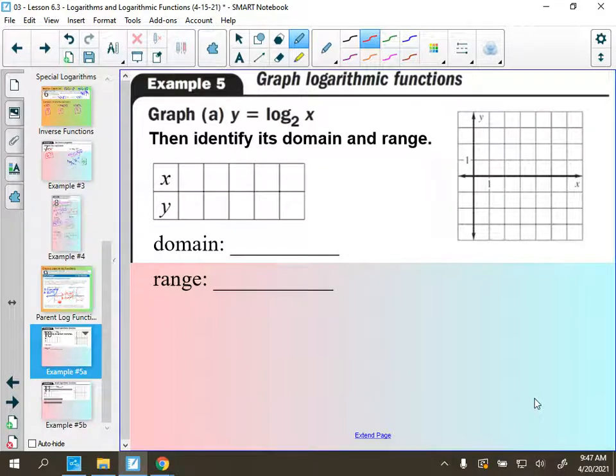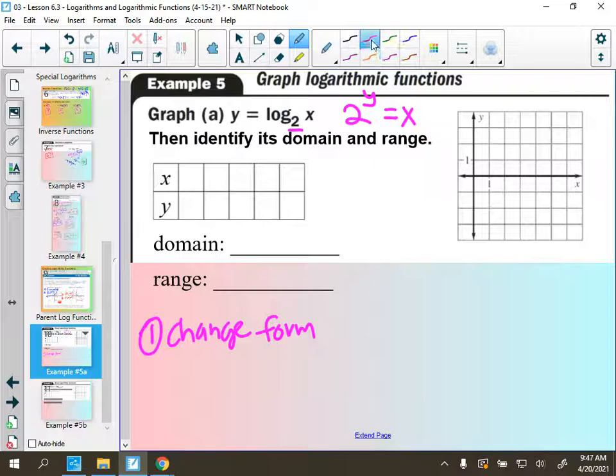So graphing, stepwise. First thing you do, change forms. Don't switch your x and your y, we're just saying change form. So far so good. What does that look like? I'll do it up here. 2 to the y power equals x. So I've gone from logarithmic form to exponential form.